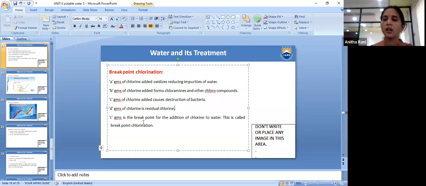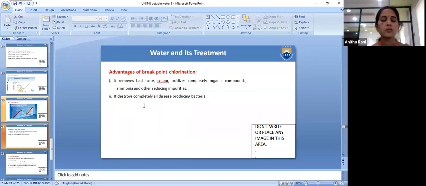So C grams is the break point for addition of chlorine to water. This is called break point chlorination. So what are the advantages? There are very good advantages by following this break point chlorination.